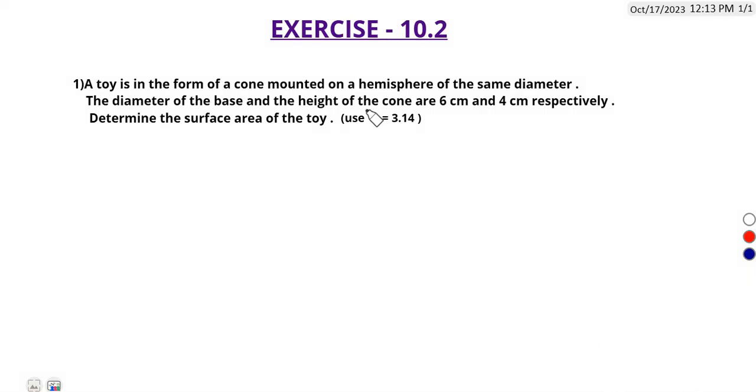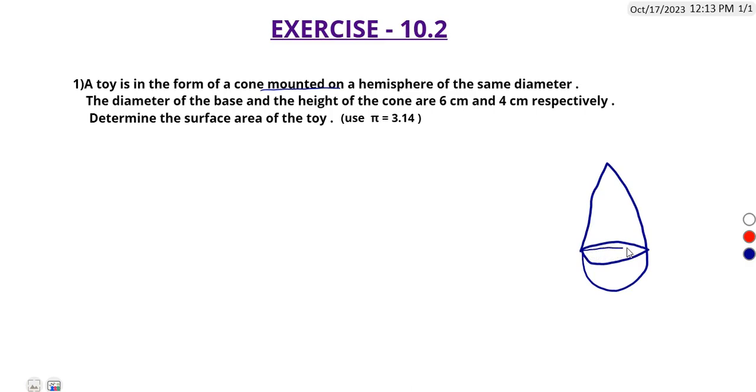Next, exercise 10.2, first one. A toy is in the form of a cone mounted on a hemisphere. So first you draw the hemisphere, mounted on it you have the cone. A toy is in the form of a cone mounted on a hemisphere of the same diameter. The diameter of the base and the height of the cone are 6 centimeters and 4 centimeters.